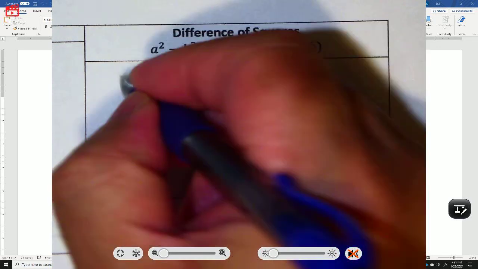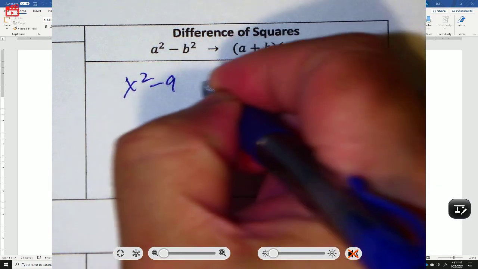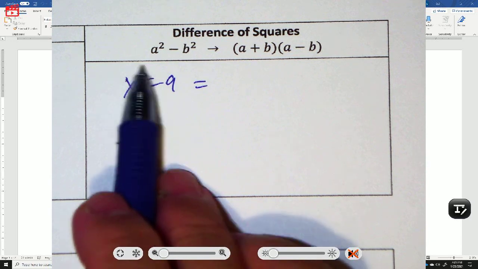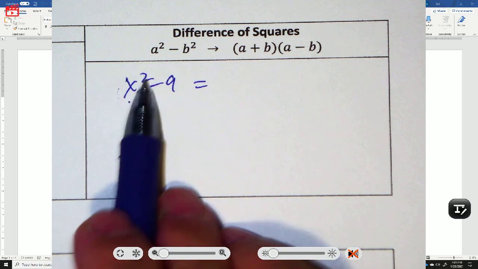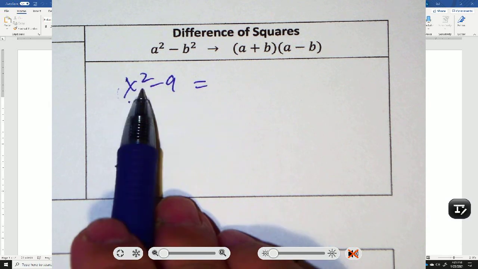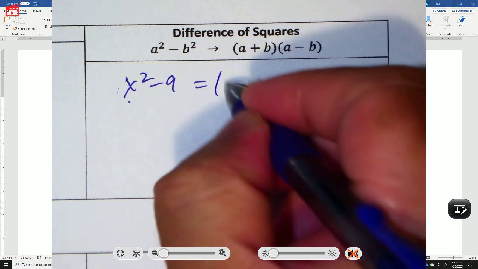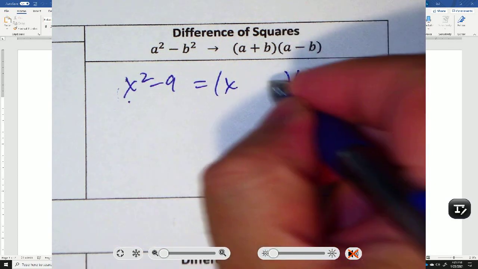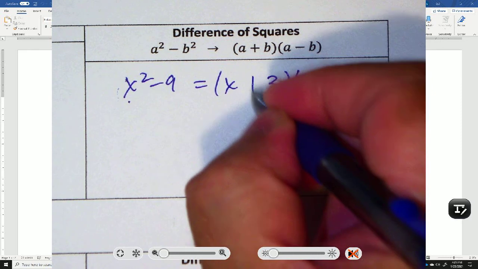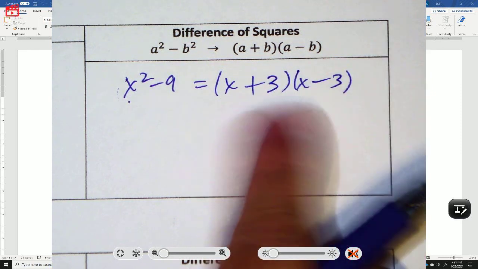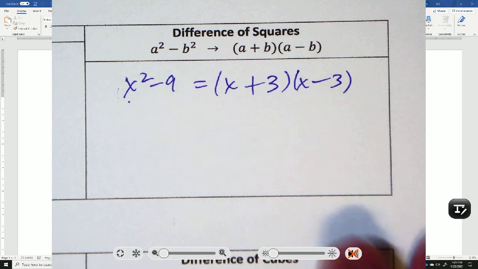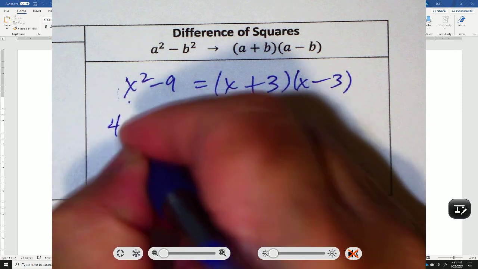Let's say I have x squared minus 9. What makes something with an exponent a perfect square? If the exponent is an even number, that makes it a perfect square. So the square root of x squared is x. So it's x and x. And then the square root of 9 is 3. 3 and 3. And you put the plus and the minus. Order doesn't matter, by the way. If you put x minus 3 first and then x plus 3, that's perfectly okay. Alright, let's do another one. Let's do 4x squared minus 25.